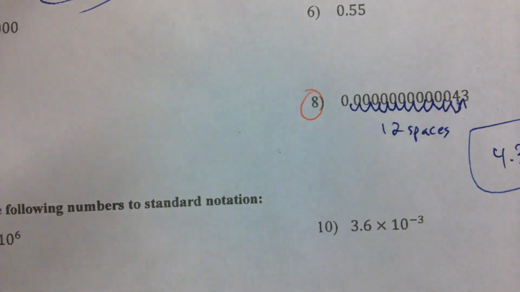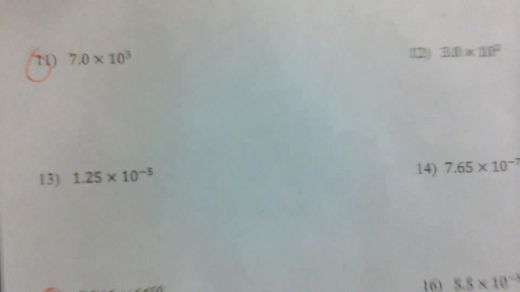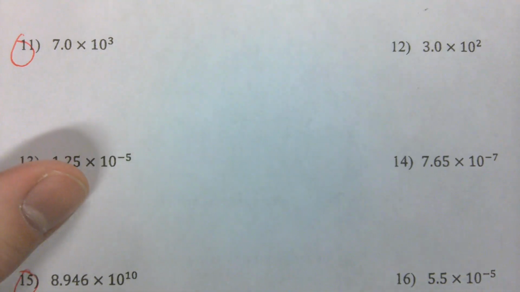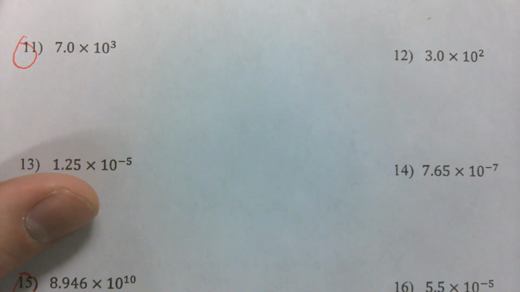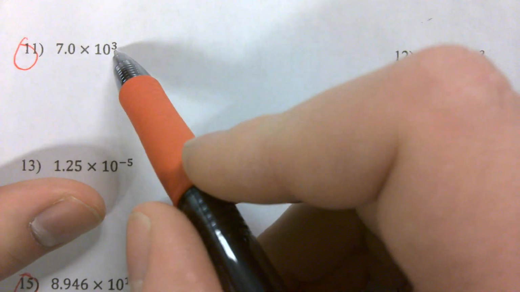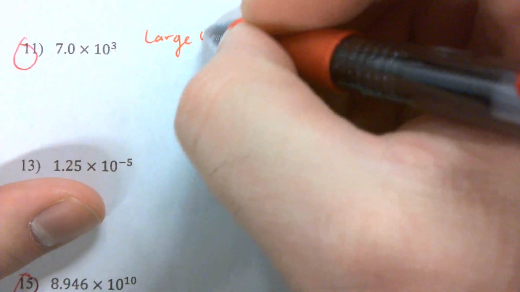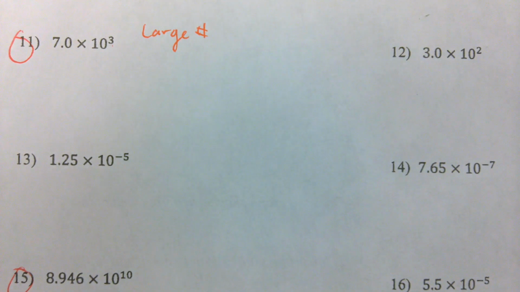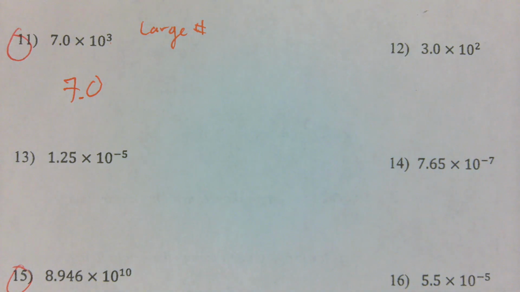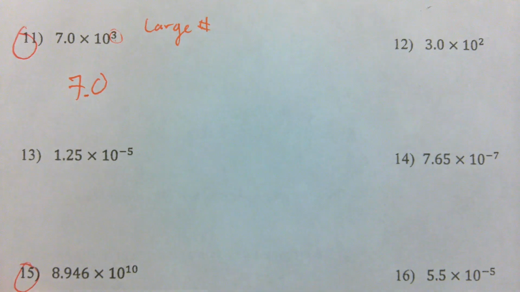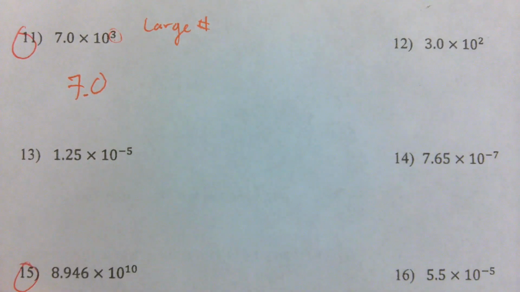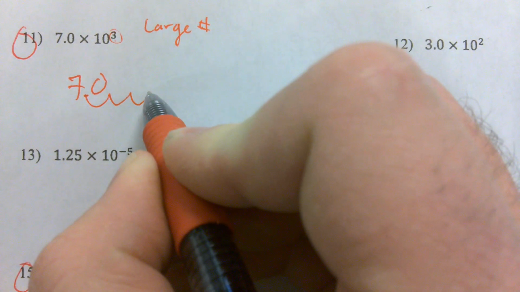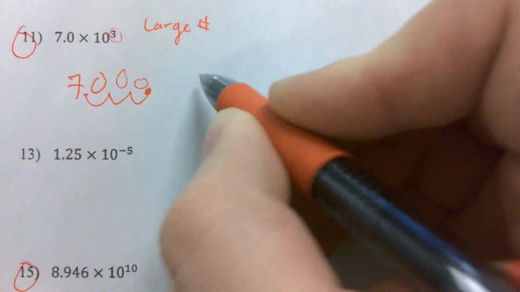Okay, let's flip it around. Let's go scientific to standard, starting with number 11. Is this going to be a large number or a small number? What sign is my exponent? Positive, so this is a large number. All right, I'm going to rewrite 7.0, and I'm going to move that decimal how many spaces? 3. To the left or to the right? To the right. We want those zeros to be on the end to get a large number.